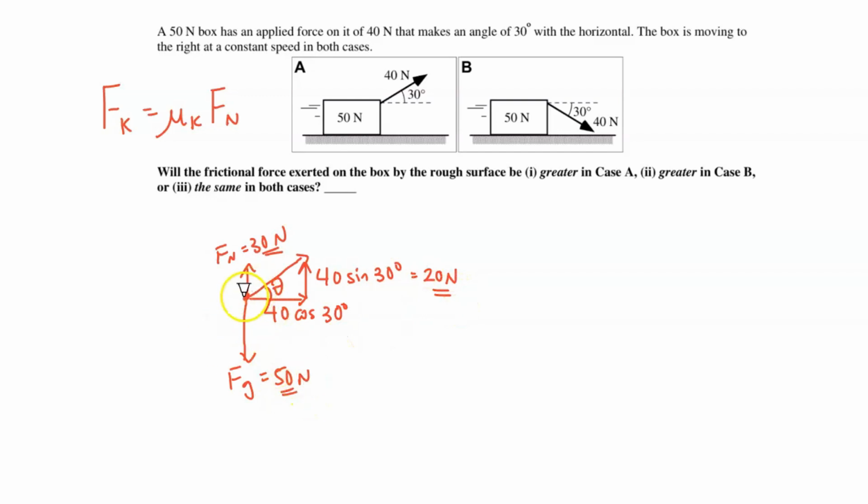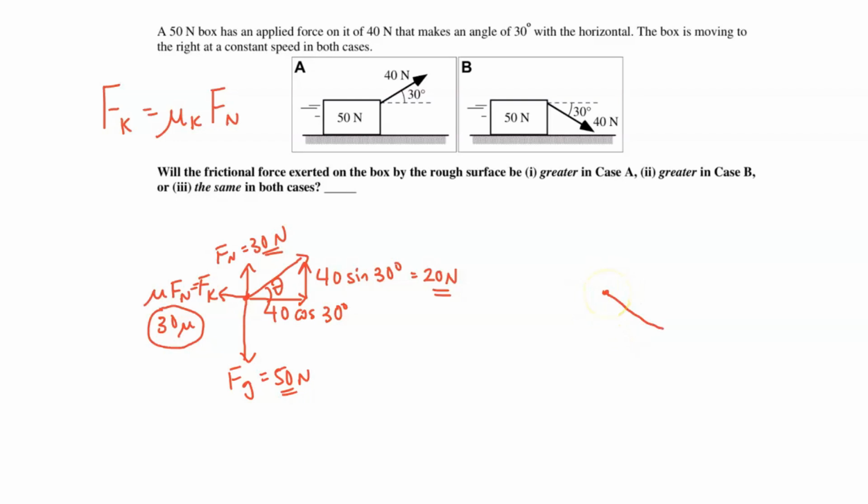Then the friction here, Fk, is mu times Fn. The normal force is 30, so it's going to be 30 mu. I'm just going to circle that. So that is the friction. I don't know what mu is, but it's the same surface, so it's going to be 30 mu for situation A. Now let's take a look at situation B here.